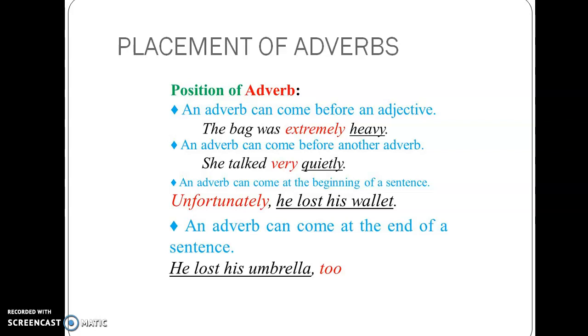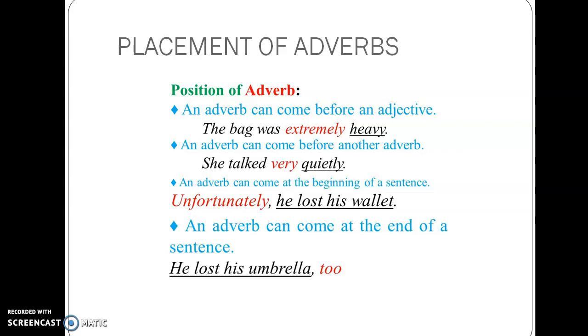An adverb can come before another adverb. She talked very quietly. Now quietly is also an adverb and very is an adverb of degree. It has come exactly before the word it is modifying, quietly. An adverb can come at the beginning of a sentence. Unfortunately, he lost his wallet. How did he lose his wallet? Unfortunately. So adverbs can come at the beginning of a sentence.